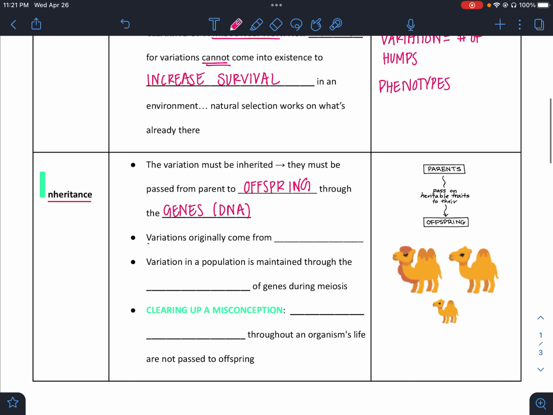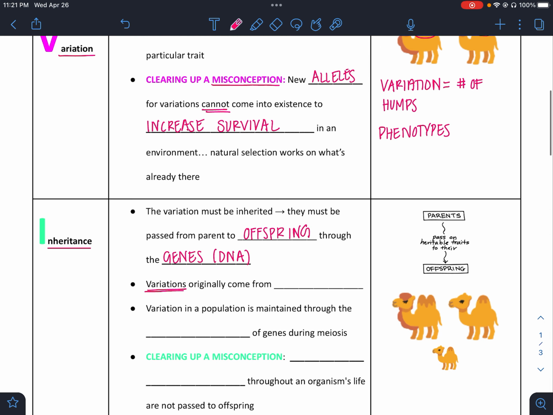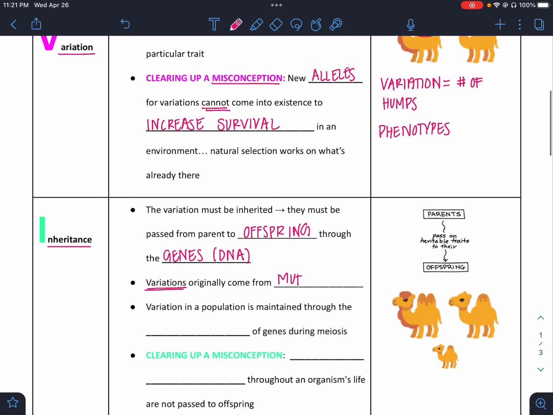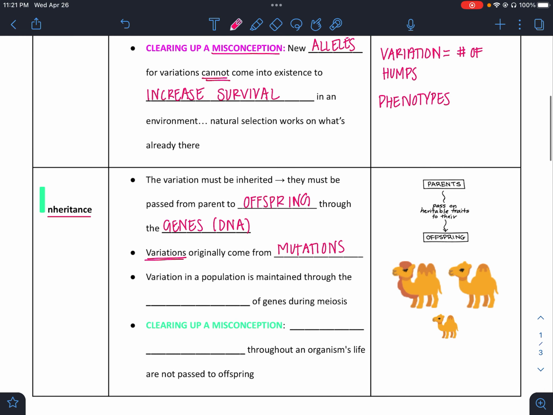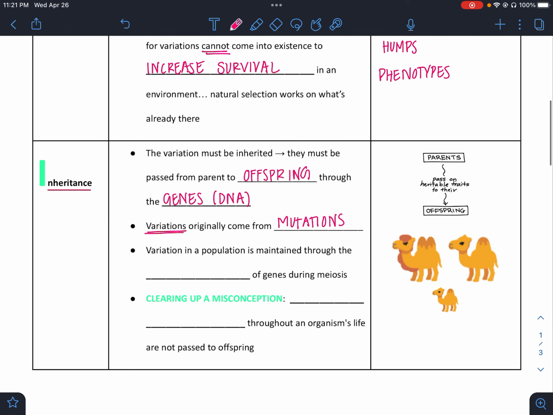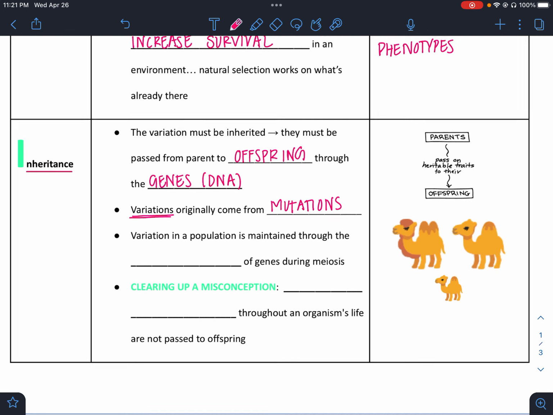The original source of variation is going to come from mutations. Okay, so the DNA changes. Remember, the only mutations that can be passed on from parent to offspring are the ones carried in the gametes, the sperm cells and egg cells. Mutations that happen throughout your lifetime are not passed on. But the original source of variation is mutation.